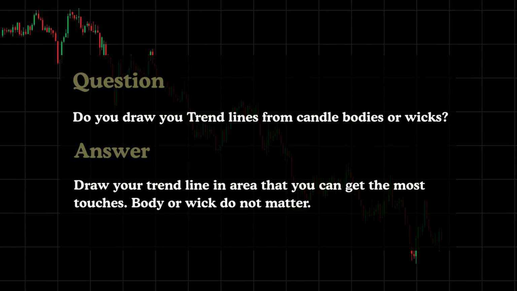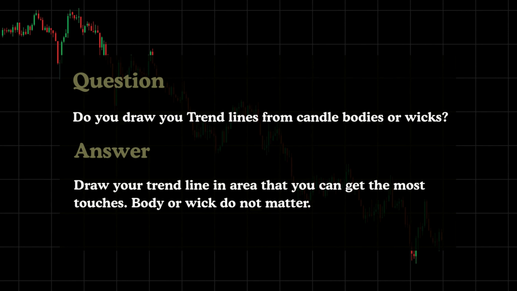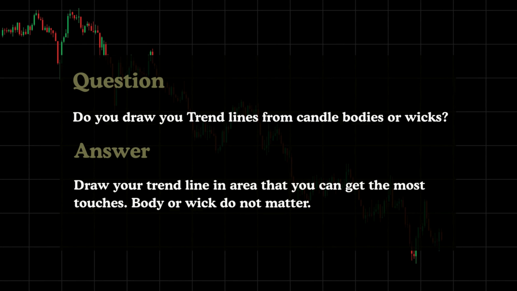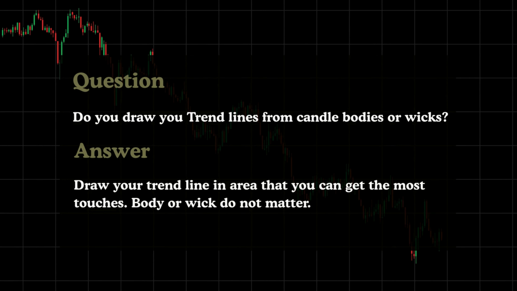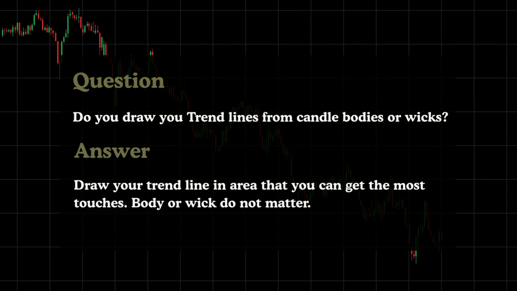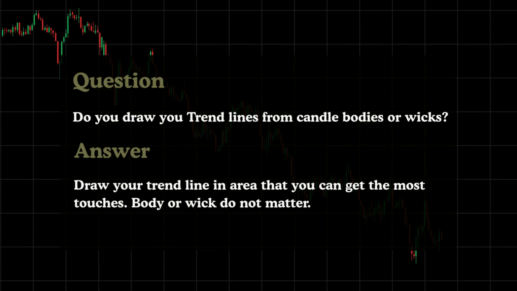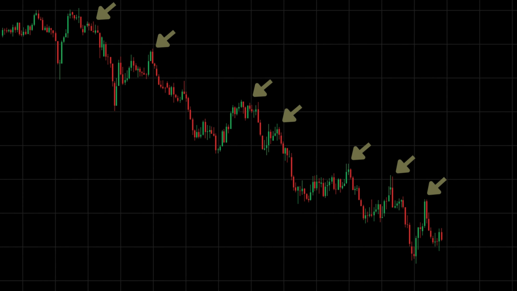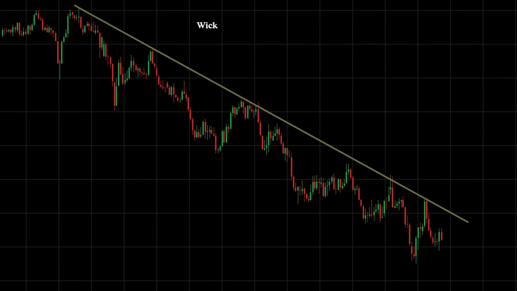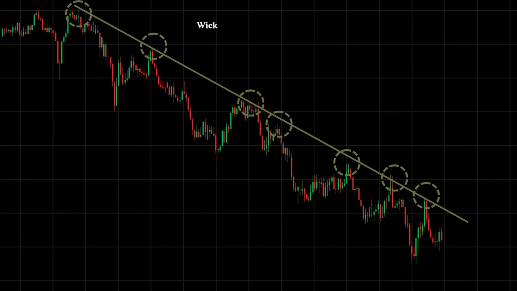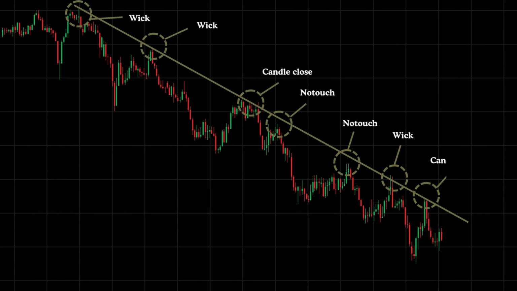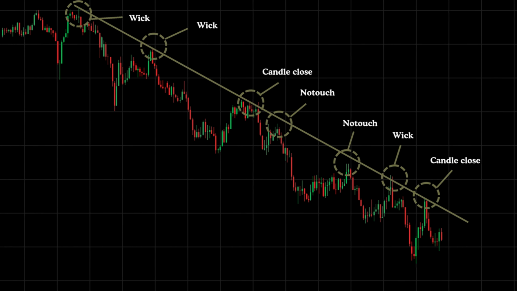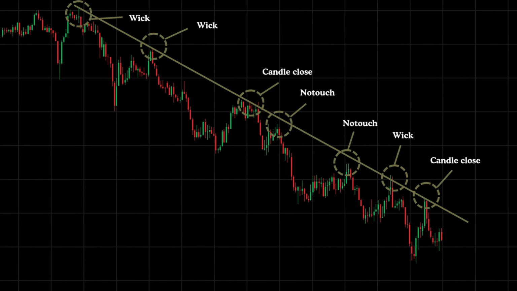Here's a common question we often get. Do you draw your trend line through the candle closes or the wicks? The answer is simple. Draw the trend line where you can achieve the greatest number of touches. Candle bodies or wicks don't matter. For example, here was a clear downtrend, and to hit all these points, this is where you could have placed your trend line. Notice how, in some cases, the trend line touches the wicks, in others it connects with the candle bodies, and in some places, there are no touches at all, which is perfectly fine.